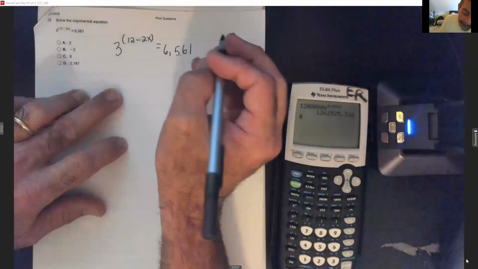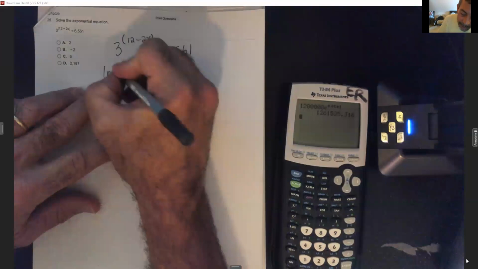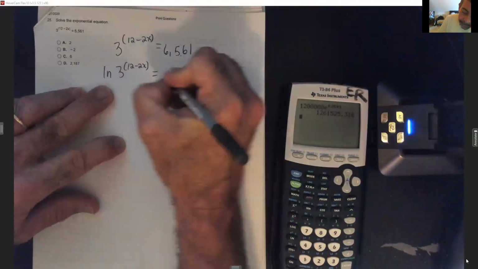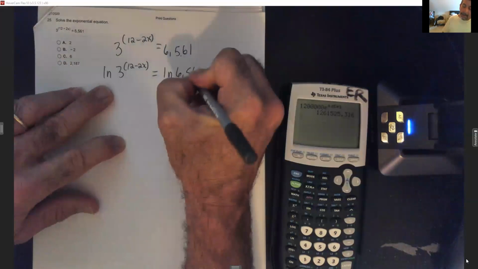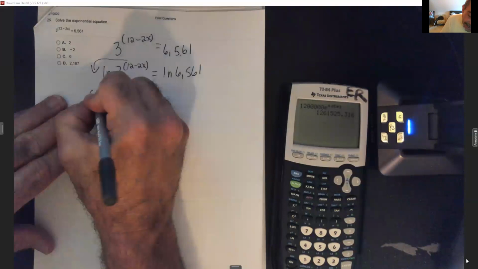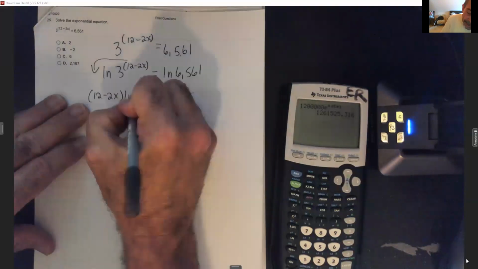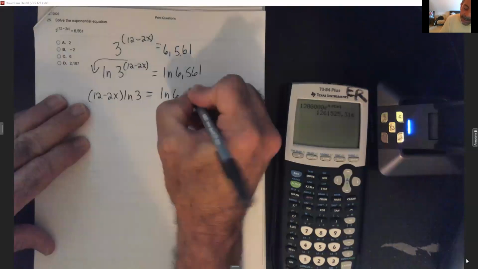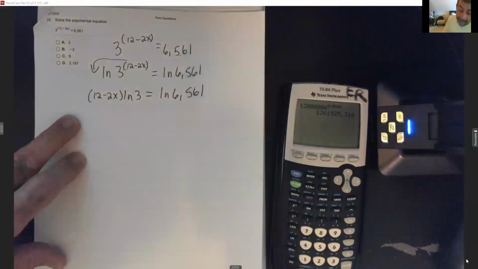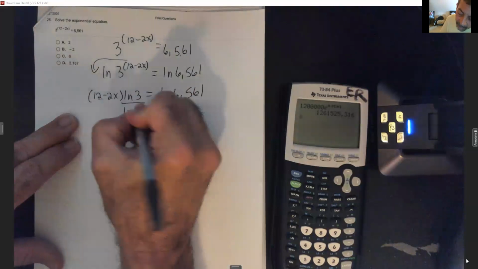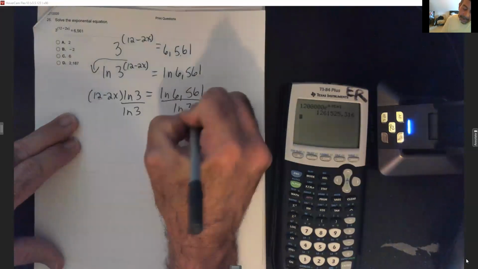Bring that exponent down by taking the ln of both sides. What that's going to do is bring the exponent to the front. So 12 minus 2x times ln of 3 will equal ln of 6,561. Your next step, try to get this part by itself by dividing by that ln 3 on both sides. So let's see what that'll do.